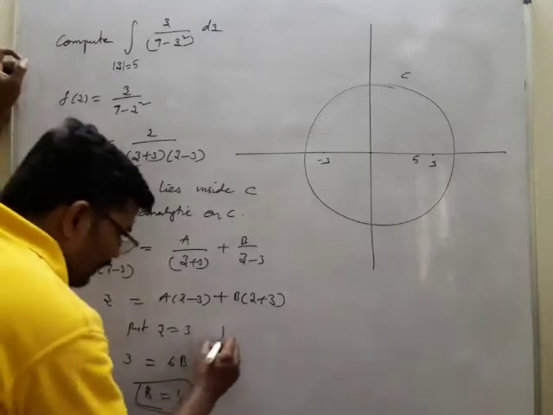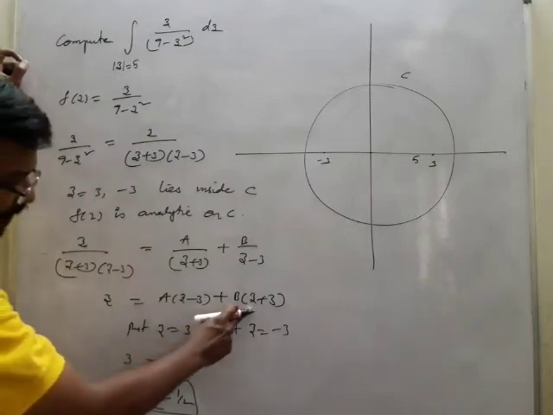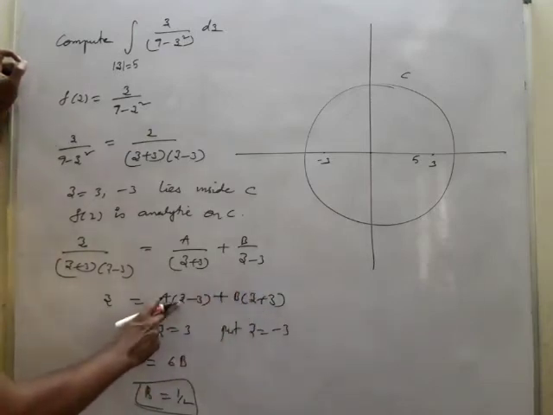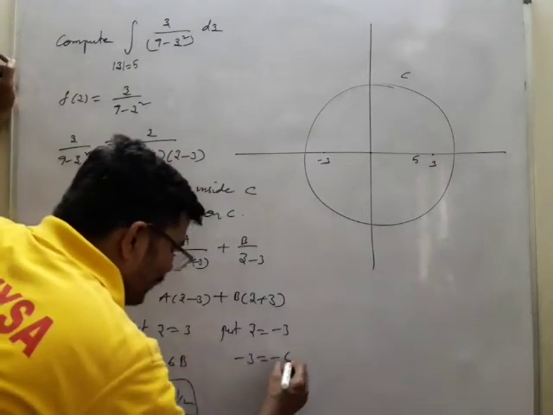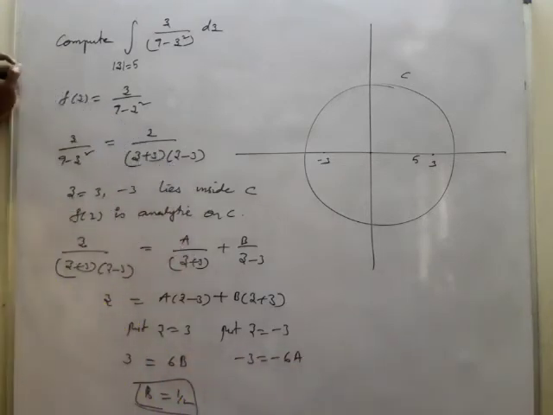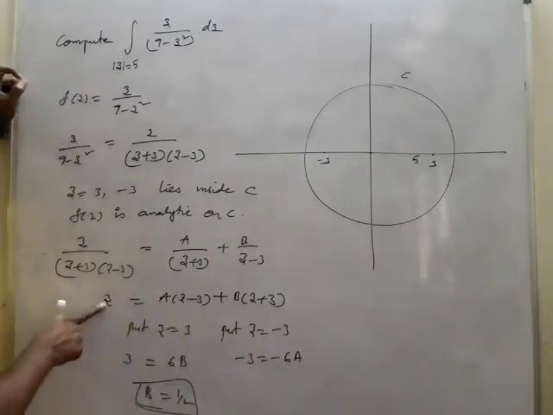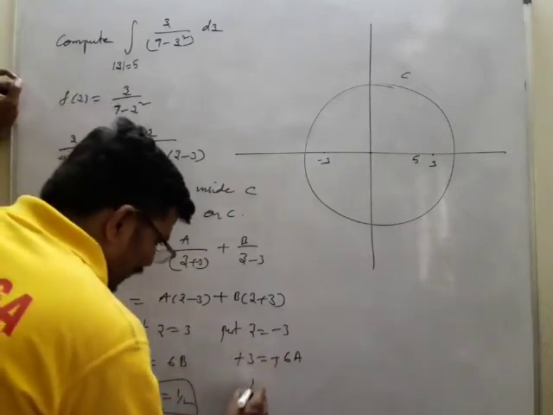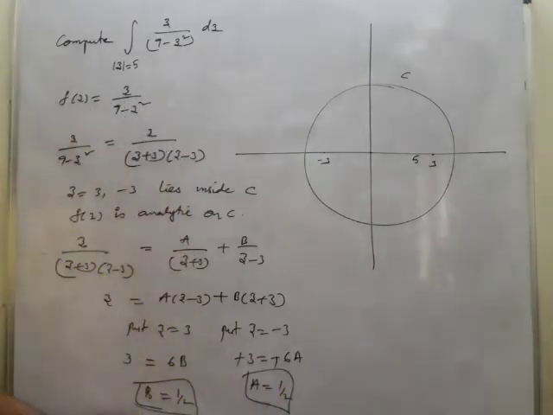Okay, now put z is equal to minus 3. So if we put minus 3, this B will be 0. Here this will be minus 6. This is minus 3. So minus 3 equal to minus 6A. So minus 3 by minus 6, and this is minus 3, so you will be getting A is also equal to 1 by 2. Now you got A 1 by 2, B 1 by 2.